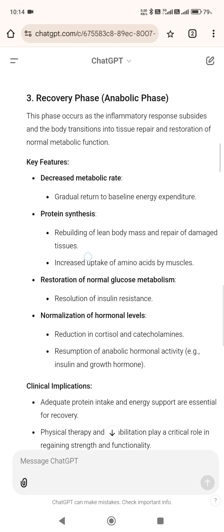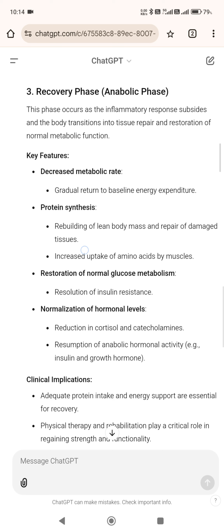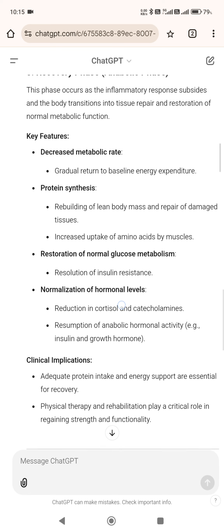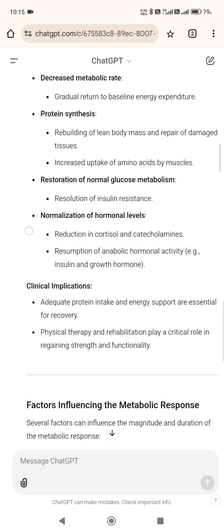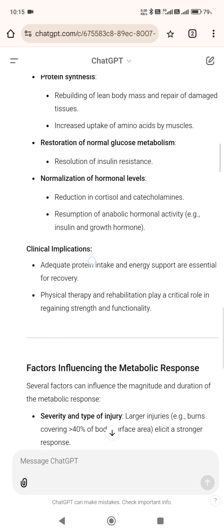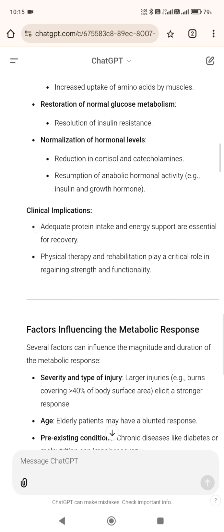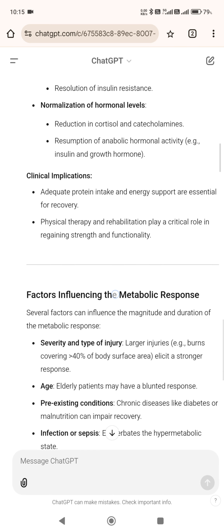3. Recovery phase, anabolic phase. This phase occurs as the inflammatory response subsides and the body transitions into tissue repair and restoration of normal metabolic function. Key features: decreased metabolic rate, gradual return to baseline energy expenditure. Protein synthesis, rebuilding of lean body mass and repair of damaged tissues. Increased uptake of amino acids by muscles. Restoration of normal glucose metabolism.